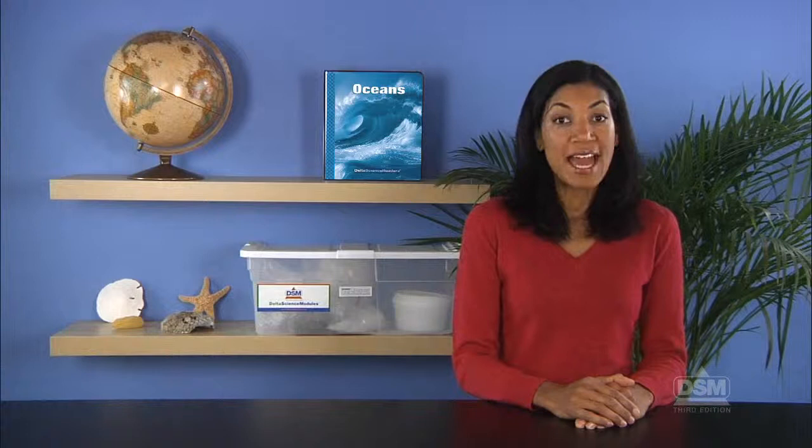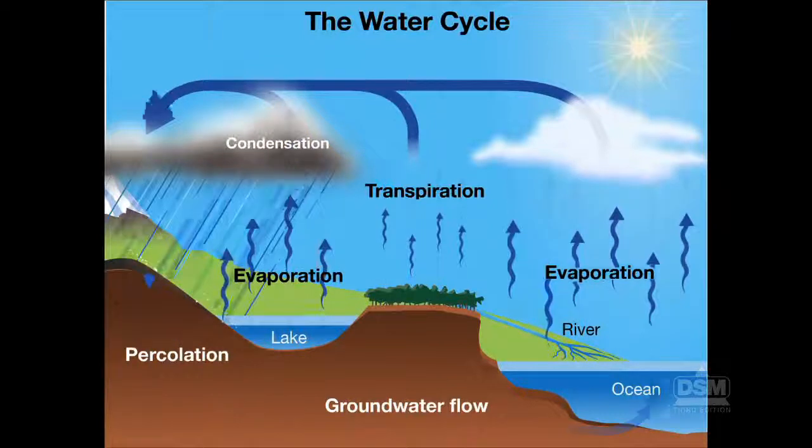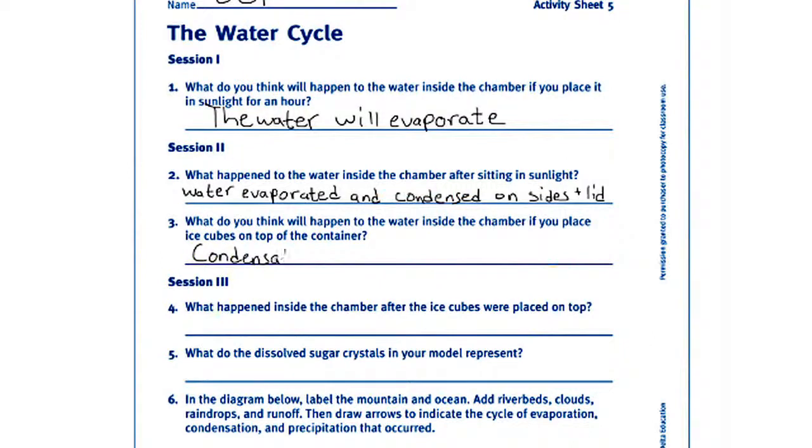Students should predict that adding ice to the top of the container would speed up the condensation process inside the container, making water drip from the ceiling like rain. Instruct students to record their predictions on their activity sheets. To conclude Session 2, place the chambers back in the sunlight for another hour.